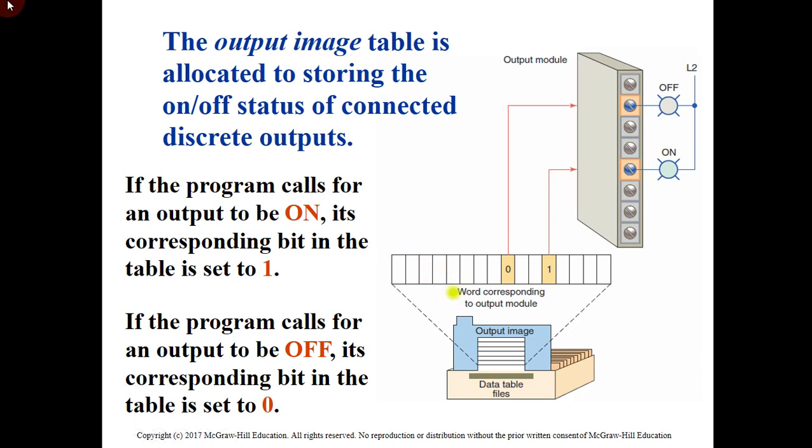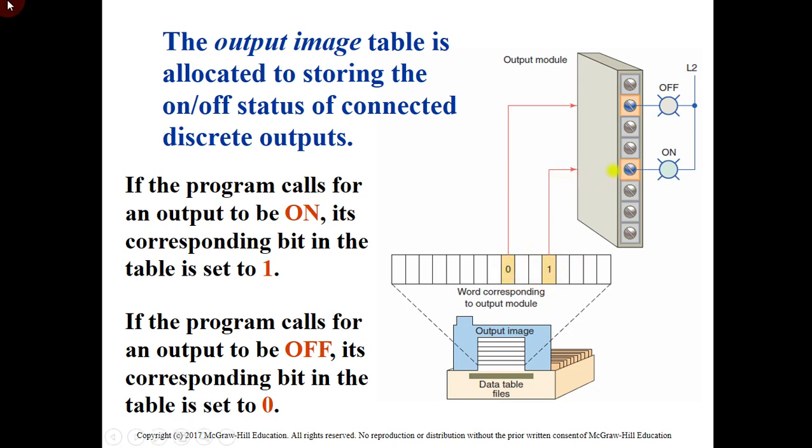When the output module receives the update from the processor, or from the CPU, it will update the status of the actuator or of the output devices, whether it's a pilot light or a motor and so on. So this data comes as output from the controller or from the CPU. For example, in this one, it gave you 1. In this case, it gave you 0.